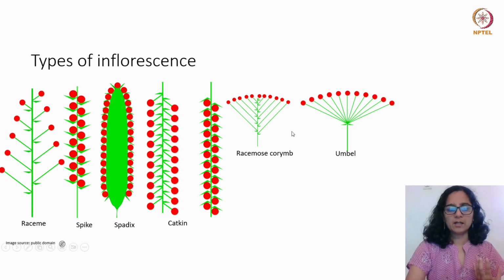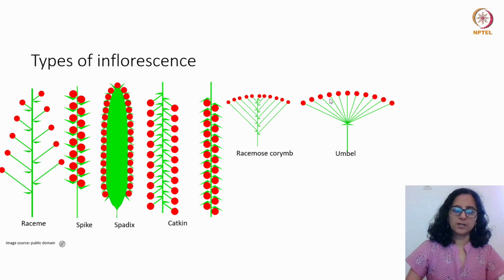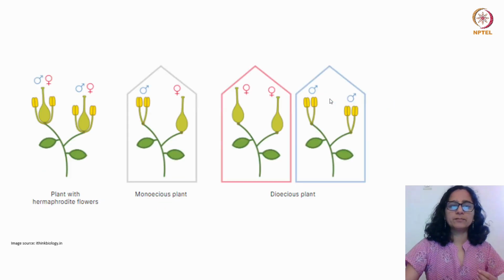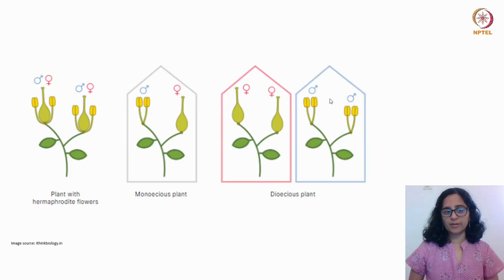I'm just showing you pictures or schematic representations of some of these. It can be raceme or spike, spadix, catkin, or a combination of these. This is racemose, corymb, or umbel. So these are various arrangements of flowers on a stalk. Why I'm telling you is I'm coming to fig inflorescence.